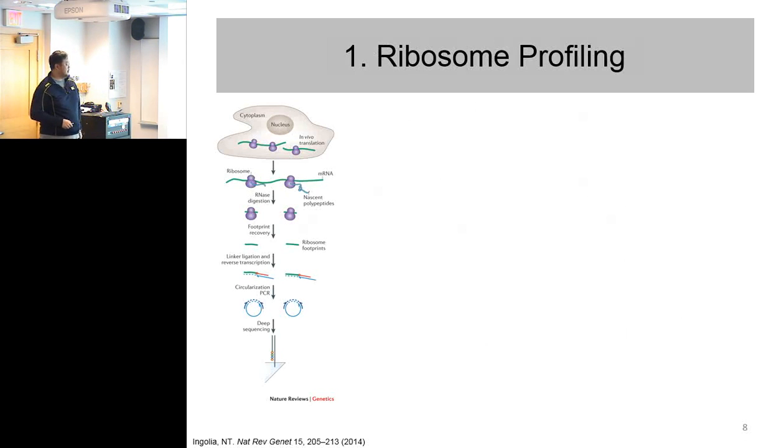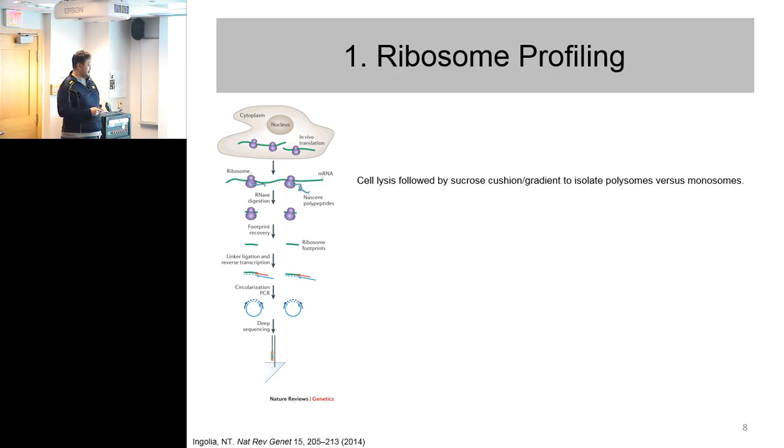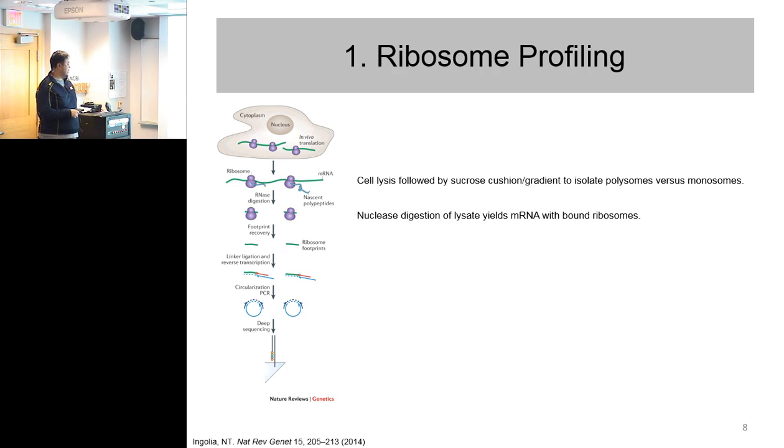So to speak a little bit more about ribosome profiling, because not many people are as familiar with this as with RNA-seq. You start just like with RNA-seq with a cell. You lyse cells and use either a sucrose cushion or gradient to isolate polysomes versus ribosome or monosomal fractions of ribosomes bound to mRNA. Nuclease digestion will then yield fragments of mRNA with their bound ribosomes.